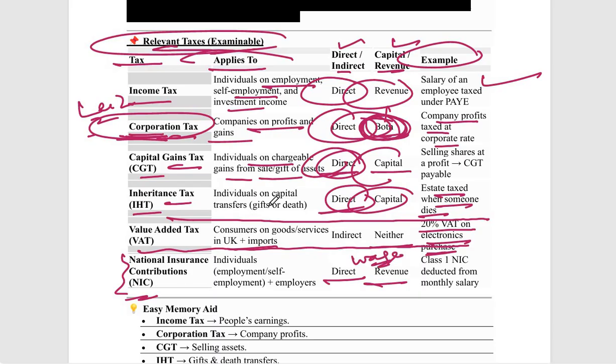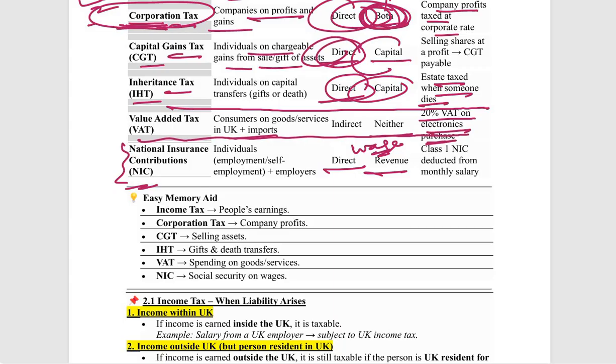So what we have understood here is that income tax means people's earnings, corporation tax means company profit, CGT is selling assets, IHT is inheritance tax on gifts and death transfers, VAT is spending on goods and services, and NIC is social security on wages. So these are the taxes that the government applies, and these are examinable. You will be tested on these taxes, so you have to understand them.